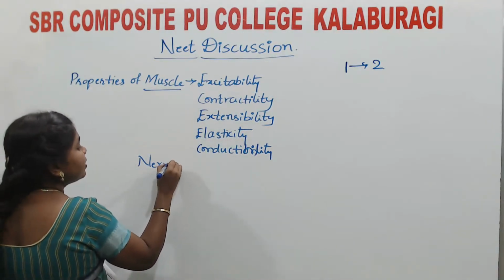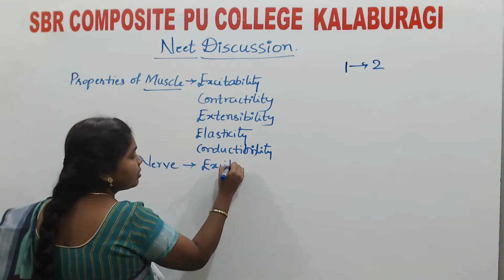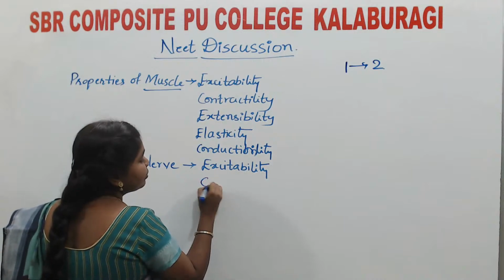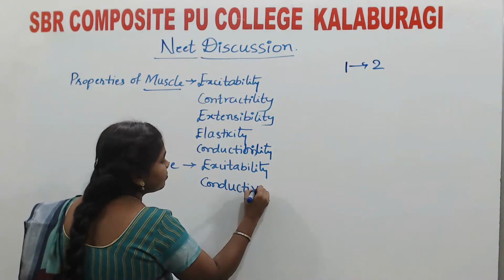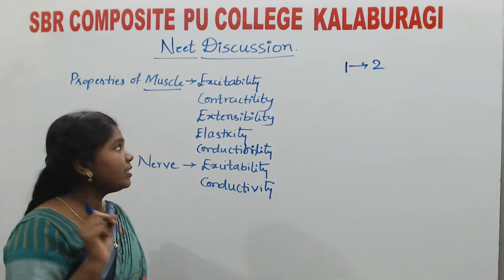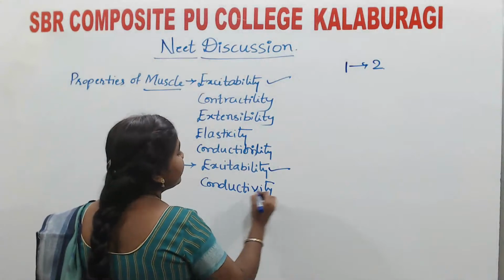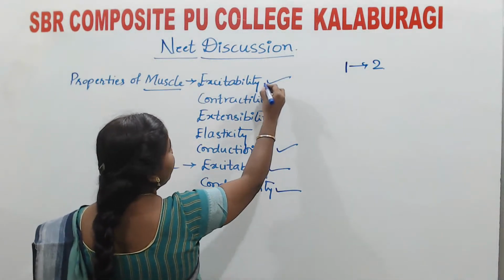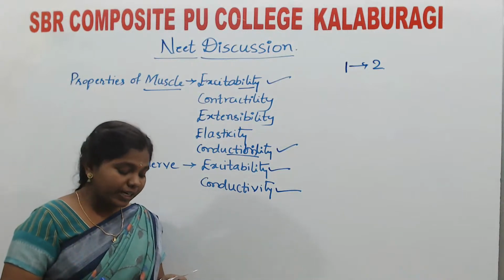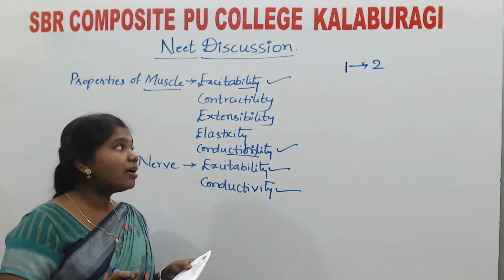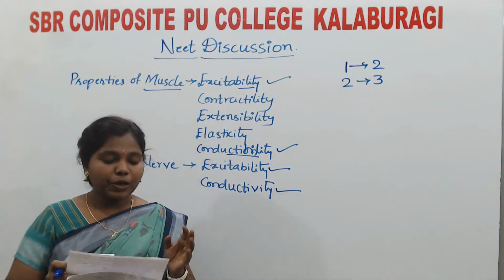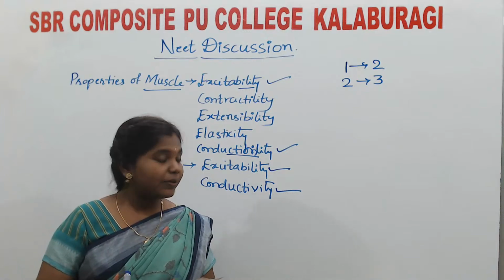When we go through the nerve cell, it is also an excitable cell. So it has a property of excitability, and it will also conduct the nerve impulse, the action potential. That's why it also has conductivity. So here, as they are asking in what muscles and nerves resemble, both have common properties: excitability and conductivity. So the option 3 is the correct answer for the second question, excitability as well as conductivity, because both have those properties.